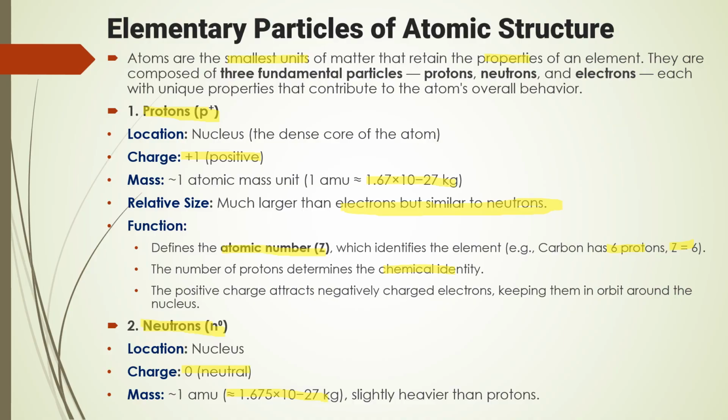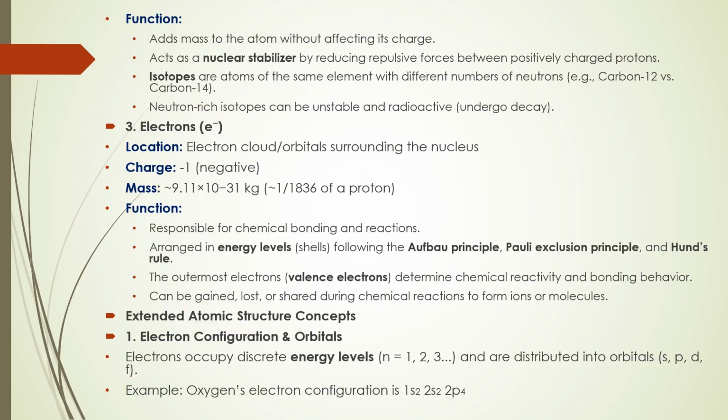For example, carbon has 6 protons, which means its atomic number is 6 as well. The number of protons determines the chemical identity. The positive charge attracts the negatively charged electrons, keeping them in orbit around the nucleus.